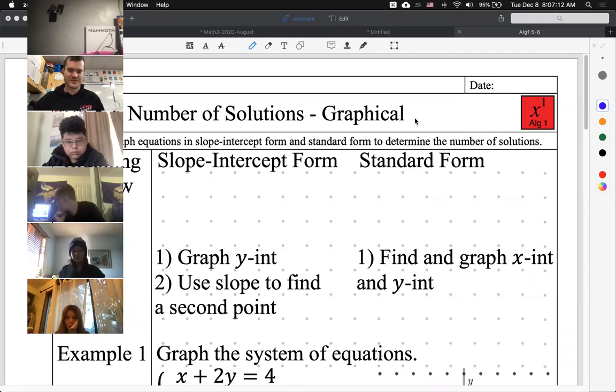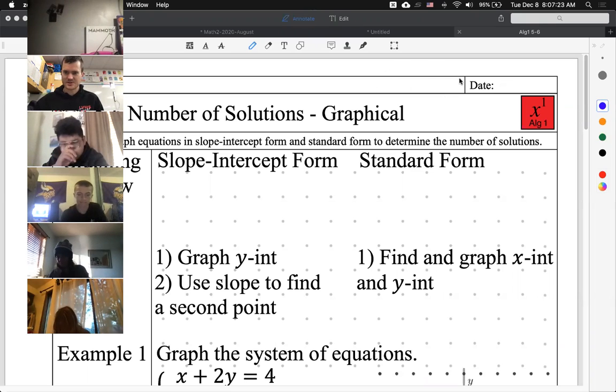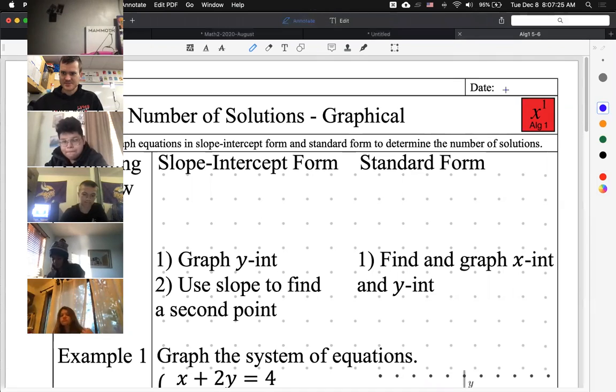All right, Algebra 1, lesson 5-6, number of solutions, the graphical version. I believe tomorrow is number of solutions algebraic, is that right? Let me check my notes. Yes, it is, the algebraic version. All right, so today's date is Tuesday, December 8th, 2020.